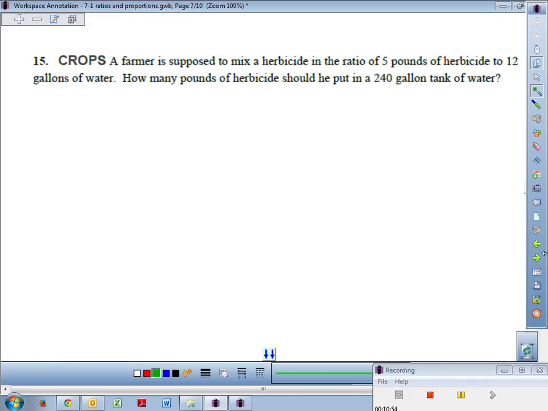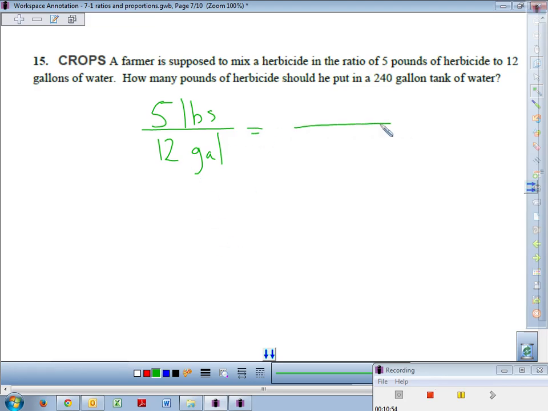A farmer is supposed to mix a herbicide in the ratio of 5 pounds of herbicide for every 12 gallons of water. So we'll write a ratio with that information. 5 pounds for every 12 gallons. The labels aren't the most specific thing. It could have been like 5 herbicide for every 12 water or whatever. You just got to have something to distinguish the difference between those two concepts right here. If this is pounds over gallons, this guy's got to be pounds over gallons.